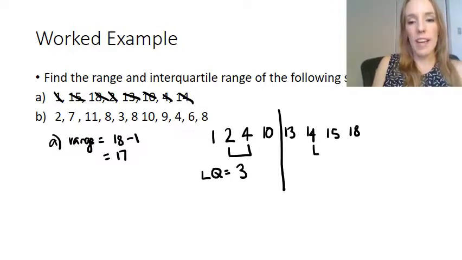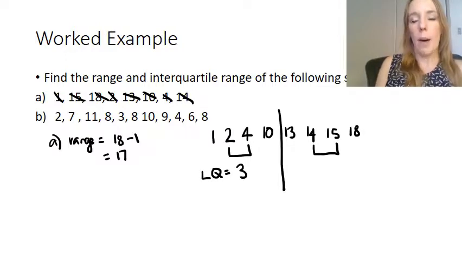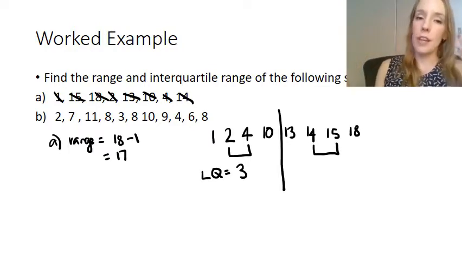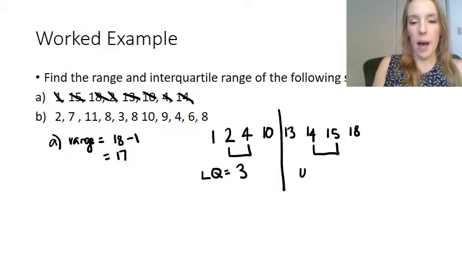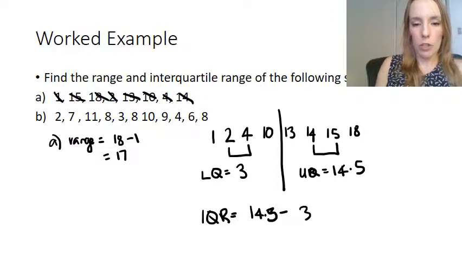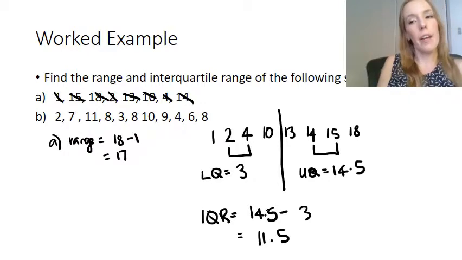Our upper quartile, again, is the median of these upper numbers. The middle numbers are 14 and 15. They're in the middle because there are 2 of them. We find the mean of those, which is 14 plus 15 divided by 2, giving our upper quartile of 14.5. Now, our interquartile range is our upper value, 14.5, subtract our lower value, which is 3, which gives us 11.5. That is our interquartile range for our first one.